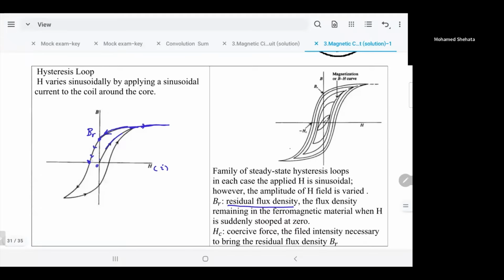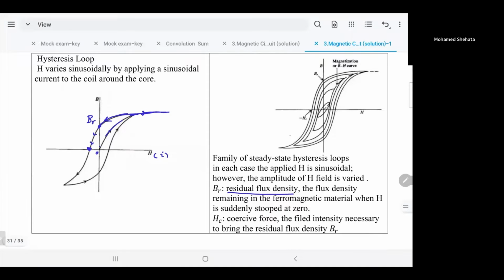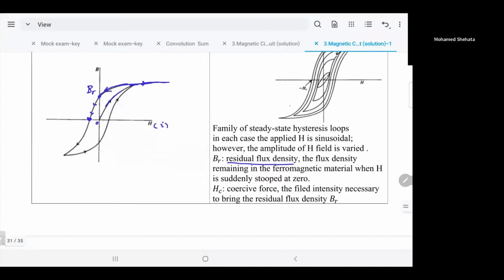you need this value of current, or this value of field intensity, to clean the core from the old magnetism inside. We call this HC. This is the force required to bring all the domains inside the ferromagnetic material to zero. No magnetism inside. We call it HC.